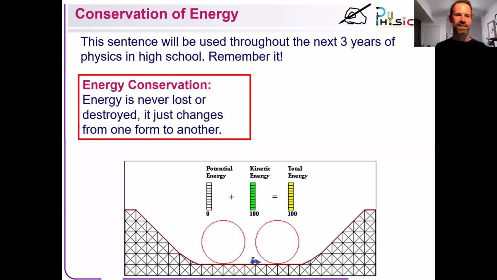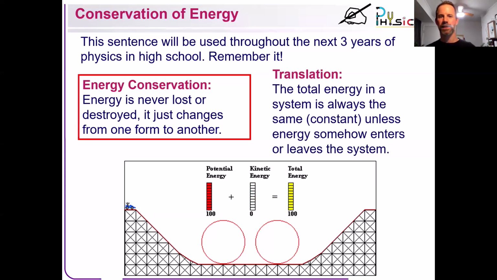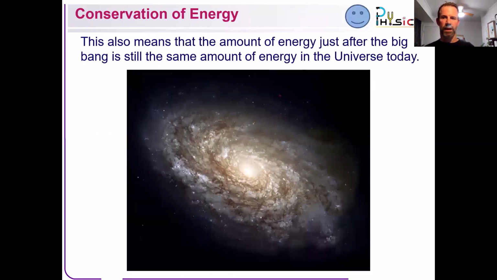Energy conservation: energy is never lost or destroyed. It just changes from one form to another. And write it down, say it all the time. But what that actually means is this: the total energy in the system is always constant, unless energy somehow enters or leaves. So you'll see that any time they have to write something down. Feel free to use it or not. It's something that I use. I just like that, so I put it in there.